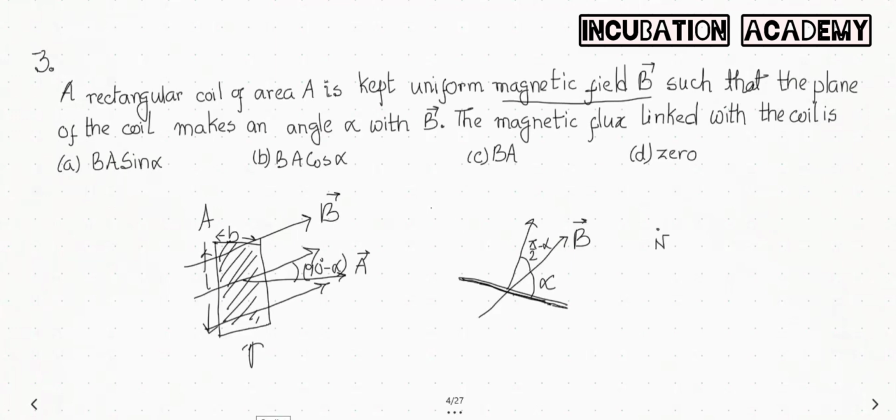So in this particular case, the angle between these two is pi by 2 minus alpha. So the magnetic flux is B A cos of pi by 2 minus alpha. This becomes B A sin alpha, since cos of pi by 2 minus alpha is sin alpha. So in this case the answer is option A. Thank you all of you.